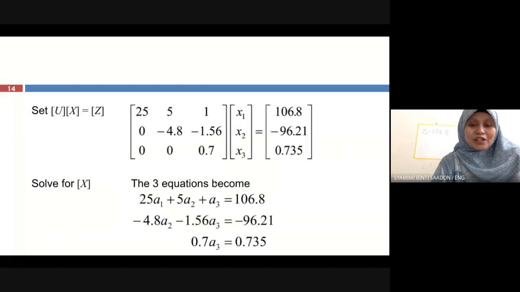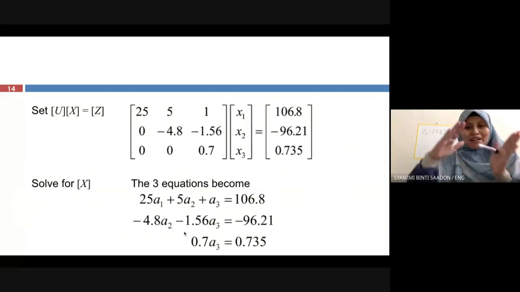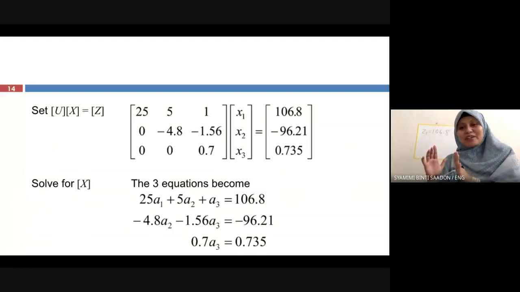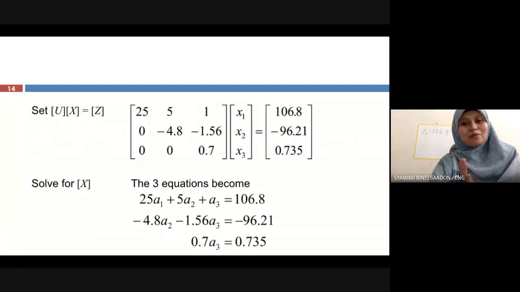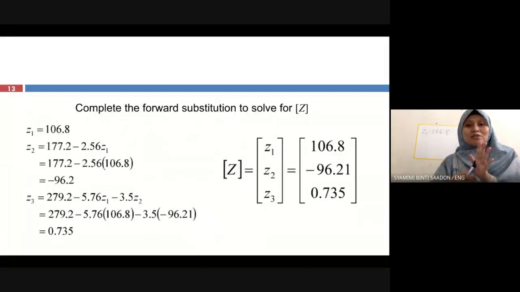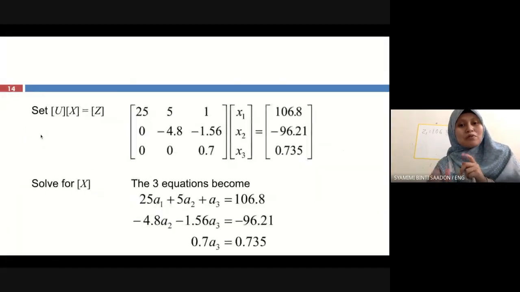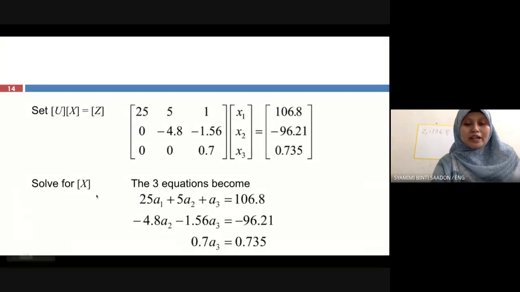So for the third equation, 25 x1, whether you want to write a1 or x1, it's correct, plus 5 x2 plus x3 will be equal to 106.8. This time you get the answer for row 3 first. Just now, for the L matrix, we got Z1 first, the first row first. Since this is an upper triangular matrix, we get the answer for A3 or X3 first.